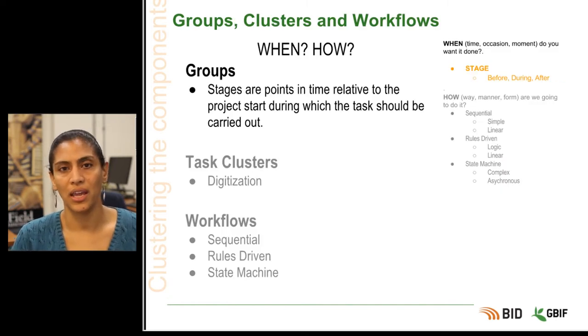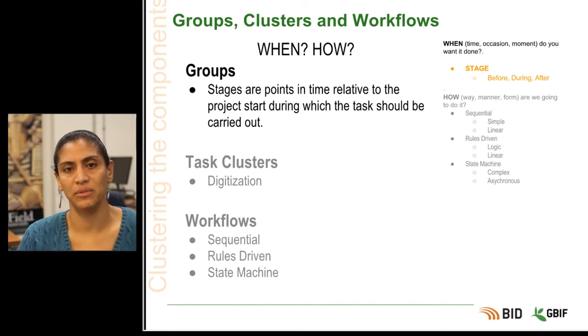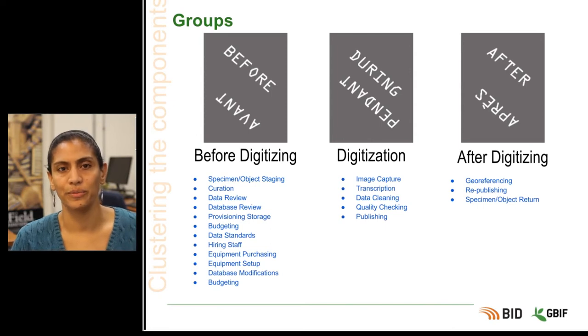What we are looking at here is the when and the how of your project. When do tasks need to happen, in what order, and in what manner? We're going to look at three concepts to help us understand these: groups, task clusters, and workflows. Let's first look at groups. Probably the most important grouping to be able to identify in your project is stage. This is the when of your project. What we mean here is at what time during the project should any particular task or group of tasks occur.